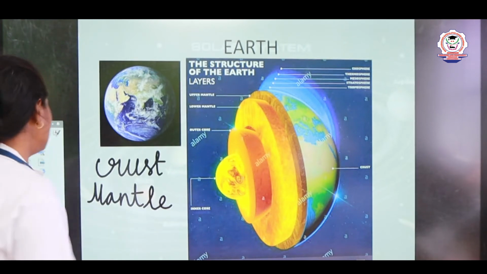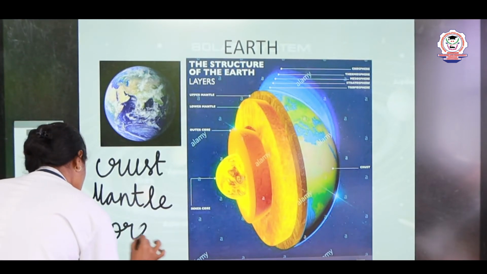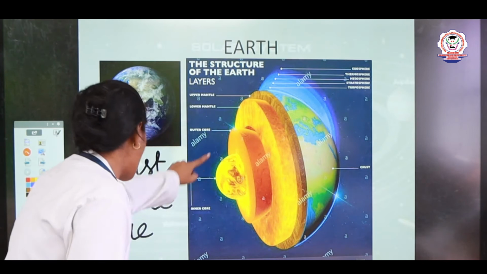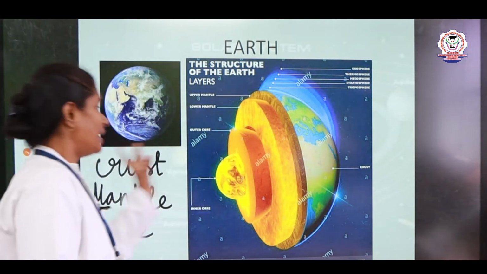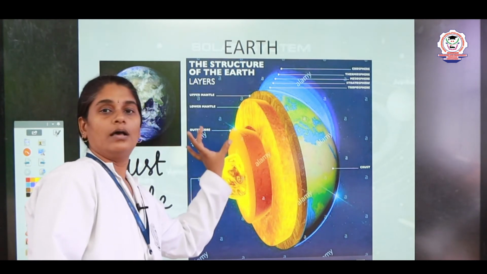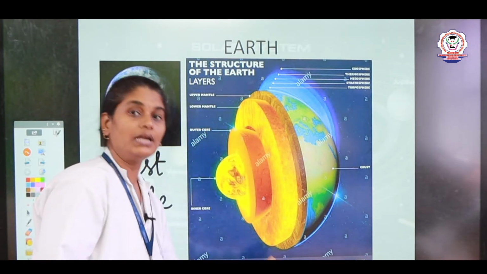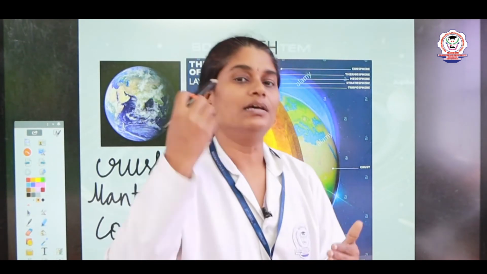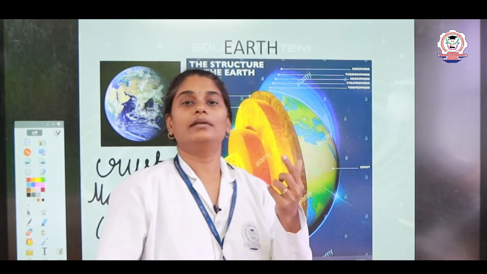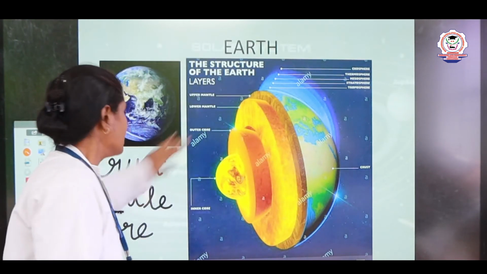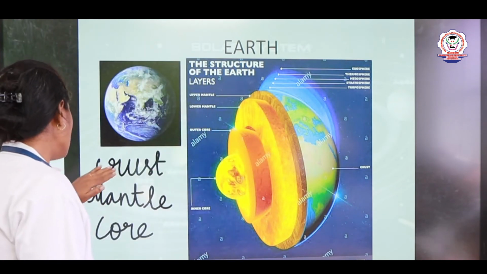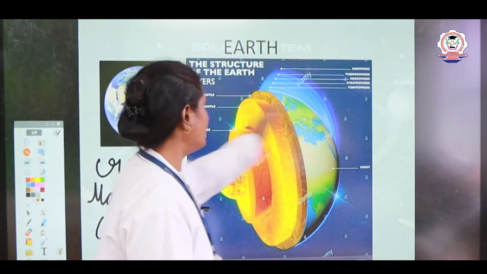Right? So mantle, and the third layer is known as core. The core has extremely high temperature and pressure. So at times, at places, this hot boiling gases or liquid comes out through an opening known as a volcano. So through volcanoes, the hot liquid and gases come out. So these are the 3 layers of Earth. What are the layers of Earth? Crust, mantle and core.